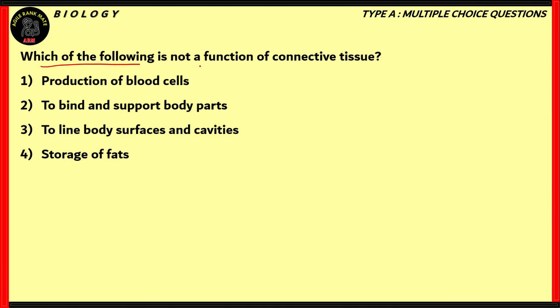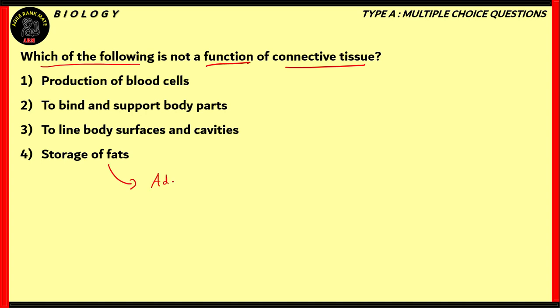Which of the following is not a function of connective tissue? Production of blood cells, to bind and support body parts, to line body surfaces and cavities, storage of fats. Now let's look at each option. Option 4 says storage of fats.